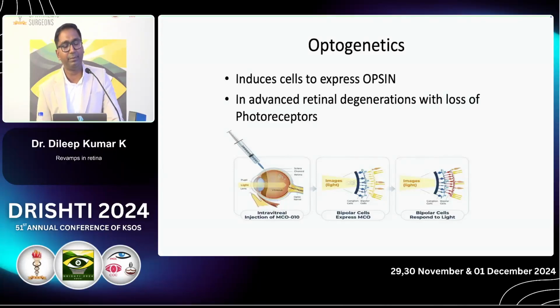Optogenetics is a type of gene therapy. As we all are aware, in advanced retinal degeneration, there is complete loss of photoreceptors. The photoreceptor has a sensitive protein called an opsin. So in cases where there is complete loss of photoreceptors, we inject a drug which sensitizes the bipolar cells to induce this opsin protein so that it can transduce the visual pathway again.